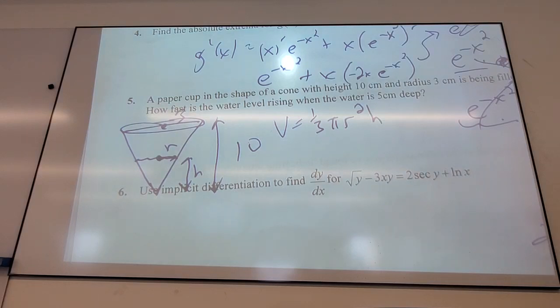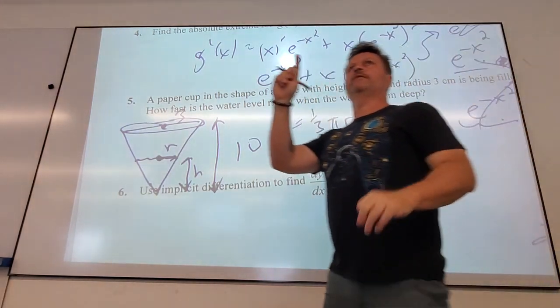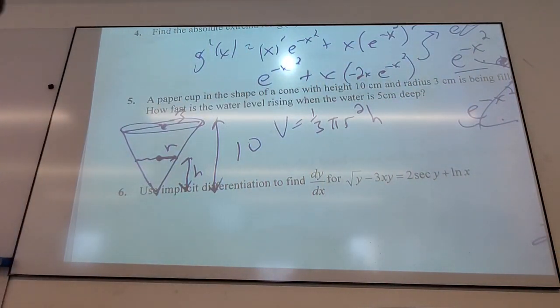This entire problem is about the water. But what about the water? That's the only thing this problem cares about in terms of the water: the height. The problem only asks me about and tells me about the height. So what variable do I want to get rid of? I want to get rid of r. I can't just erase it. I have to replace it with something to do with h. Does everybody see why this problem only cares about h?